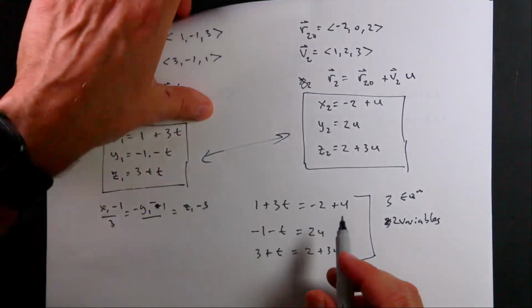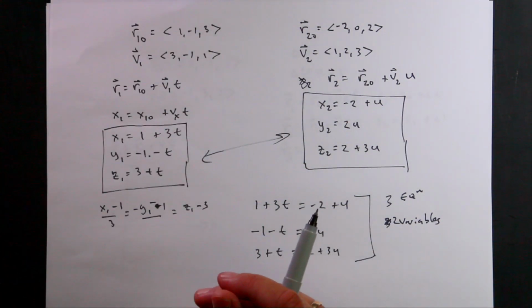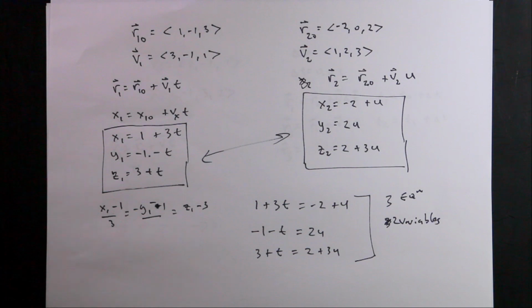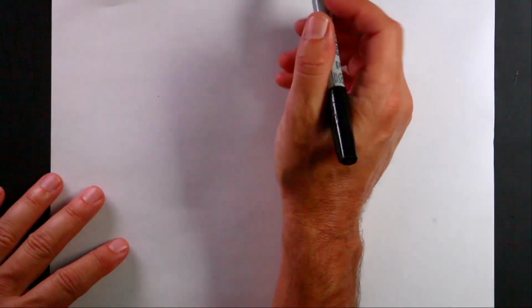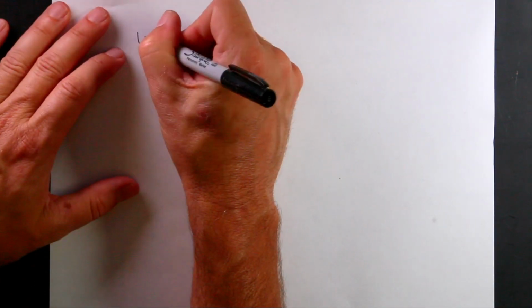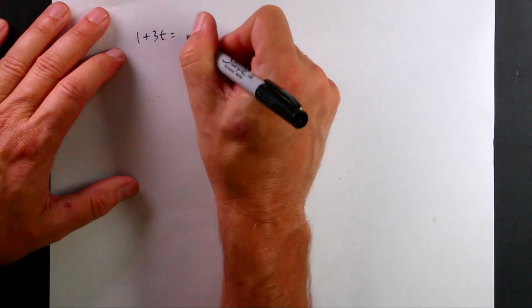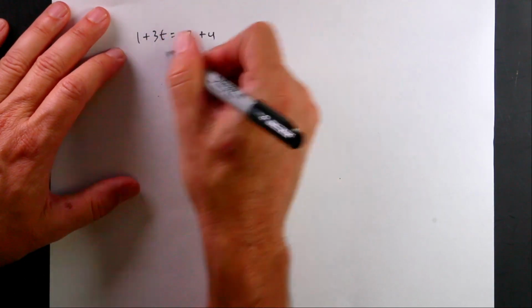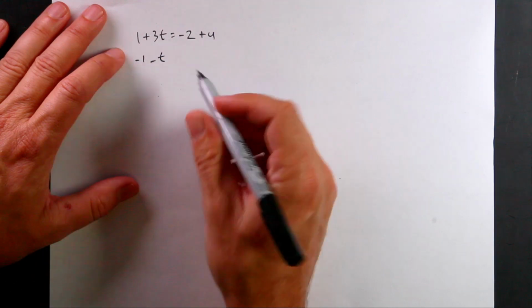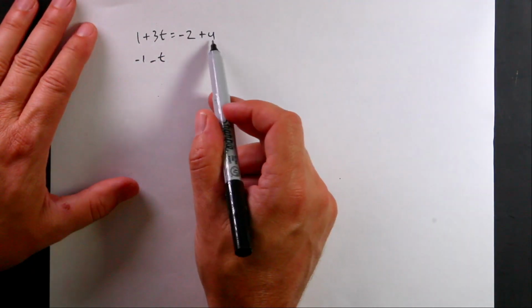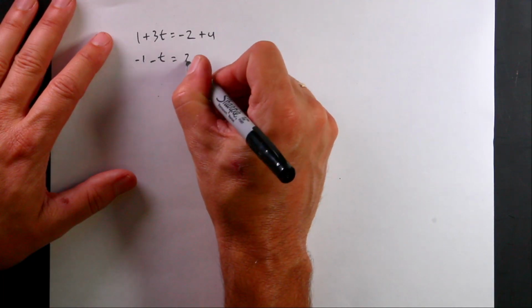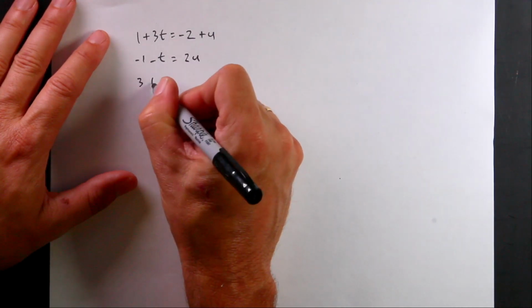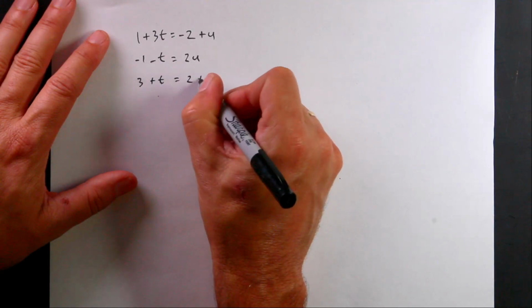Okay, so I'm going to switch to a new sheet of paper so I have plenty of room, and then I'm going to draw both of these lines. Let's write out the three equations. 1 plus 3t equals -2 plus u. -1 minus t equals 2u. And you can use any variables you want for these parameters. I'm just using t and u because it just made sense at the time. And then 3 plus t equals 2 plus 3u.